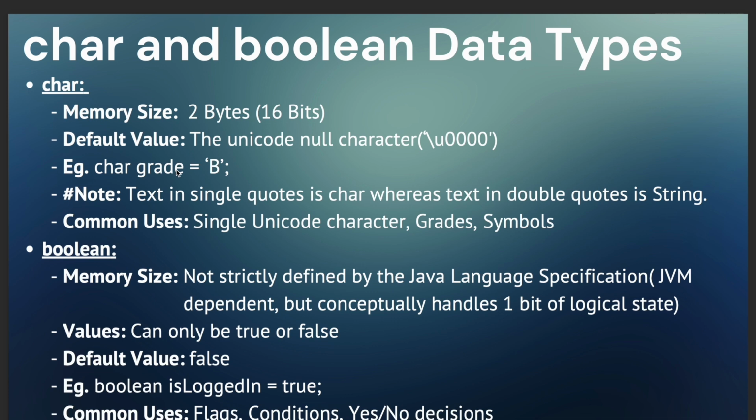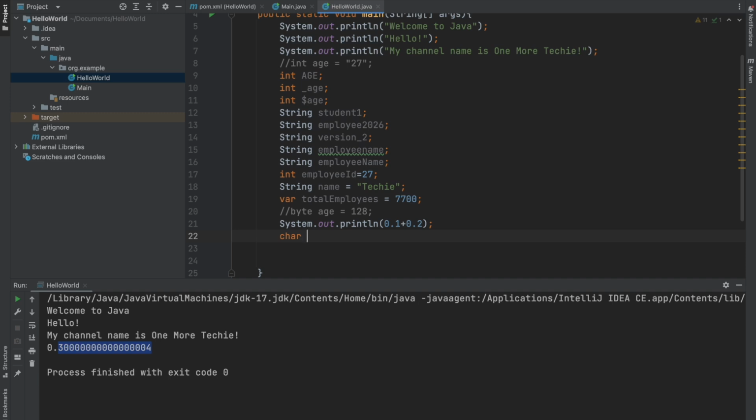Did you know that a char is actually stored as an unsigned whole number under the hood? When you write char letter = 'A', Java internally stores the Unicode value 65, which is the Unicode mapping for uppercase A.